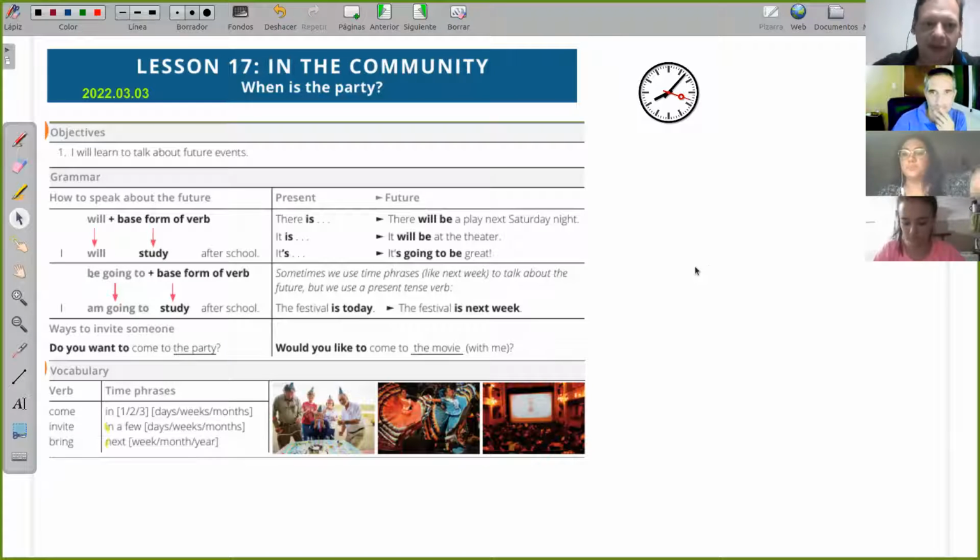Okay, let's start with lesson 17 today. Welcome to the future. Today we're going to talk about the future and the simple future, how we say something that will occur in the future, what we are going to do in the future.